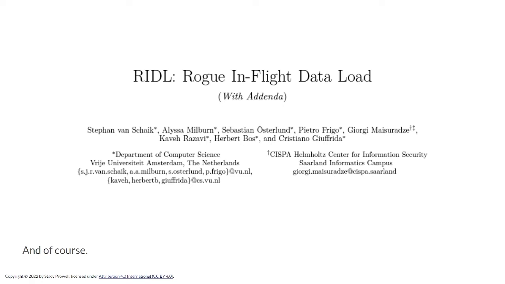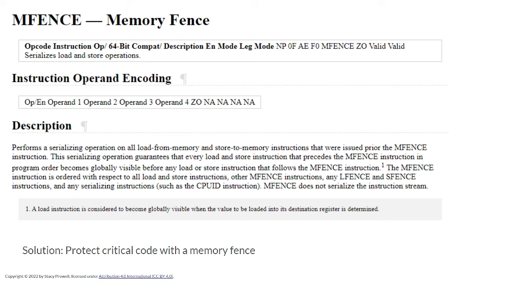And of course, there's a paper about this rogue in-flight data load, and there's lots of mischief you can get into by exploiting this, and you can read all about it. And of course, there's a way to prevent this, and the way to prevent it is to protect critical code with a memory fence, and that's the mfence instruction. It may not be put in explicitly, automatically by the compiler. You may have to take action to put it in yourself to ensure that certain things happen correctly.